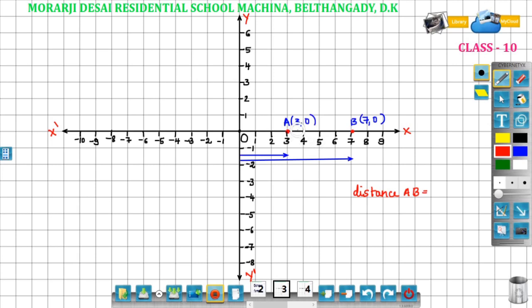Let us find the distance AB. You can see here 1 unit, 2 unit, 3 unit, 4 unit. So distance AB is equal to 4 units. Or you can subtract x coordinates to get the distance between the points A and B. By subtracting x coordinates of the 2 points, you will get the distance between the point A and B, because here y coordinate is 0.